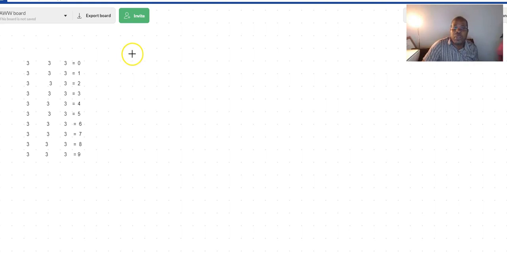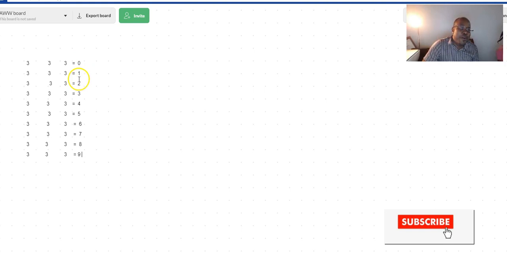So what I'm asking you to do is to use addition, arithmetic operations, subtraction, divisions, parentheses. You can also use factorial as well as square root, and you can also use power. You're going to use only 3s to have 0, 1, 2, 3, 4, 5, 6, 7, 8, 9. So hit the pause button and try to do it, and after that we're going to do it together. Give it a try first.